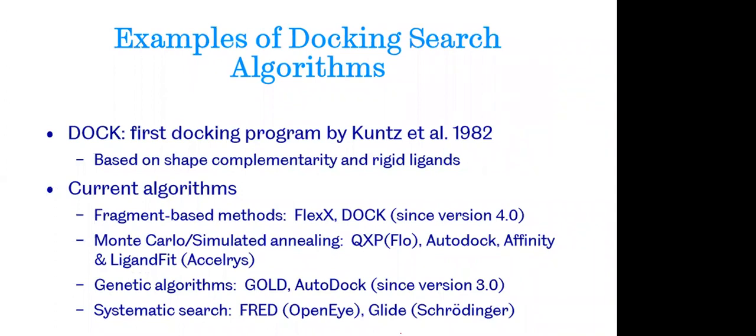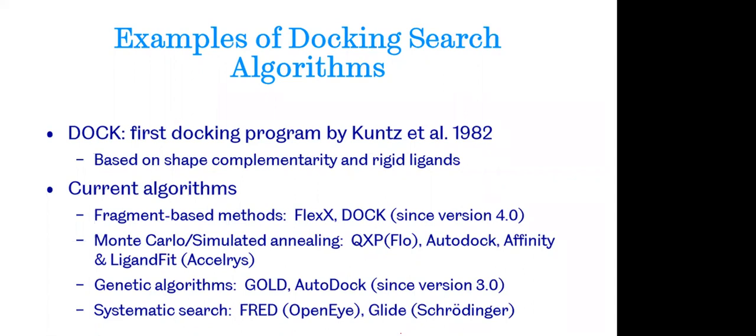An example of a docking searching algorithm is DOCK, the first docking program, by Kuntz et al. in 1982. This was completely based on the shape complementarity of the receptor and the ligand. In this, both the receptor and ligand were rigid. That means no movement and no flexibility is considered in this algorithm. Only based on the shape, it will dock.